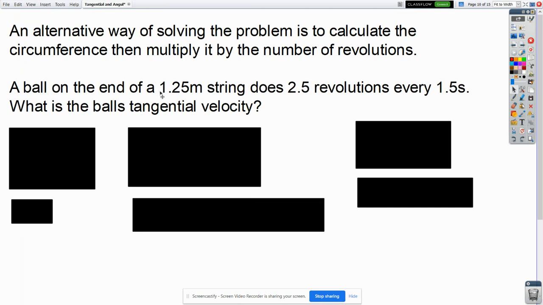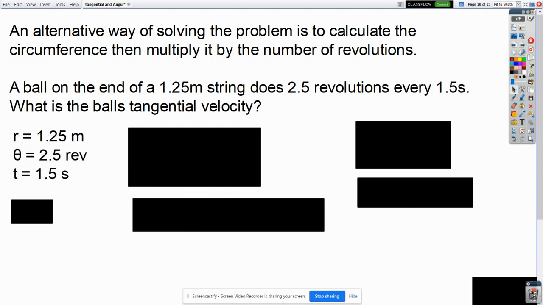A ball on the end of a 1.25 meter string does 2.5 revolutions every 1.5 seconds. Same setup we had on the last one. What's the ball's tangential velocity? So again, same setup we had last time. The radius is 1.25 meters. The angular displacement is 2.5 revolutions. And the time is 1.5 seconds. We're looking for tangential velocity again.